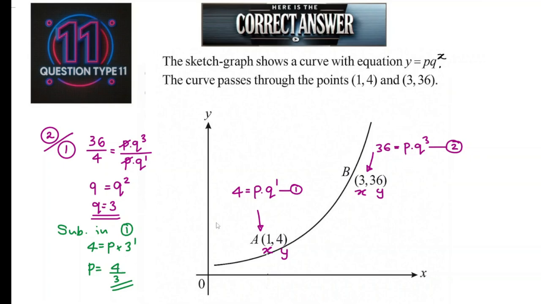So the value of p is 4 over 3. So let's sub it here. 4 over 3 multiplied by q to the power of 3, where q is 3, so 3 cubed. Now, I know 3 cubed divided by 3 is 3 squared. So it's 4 multiplied by 3 squared. And 3 squared is 9. 9 times 4 is 36. I got the same answer as this one, so I know I'm right.